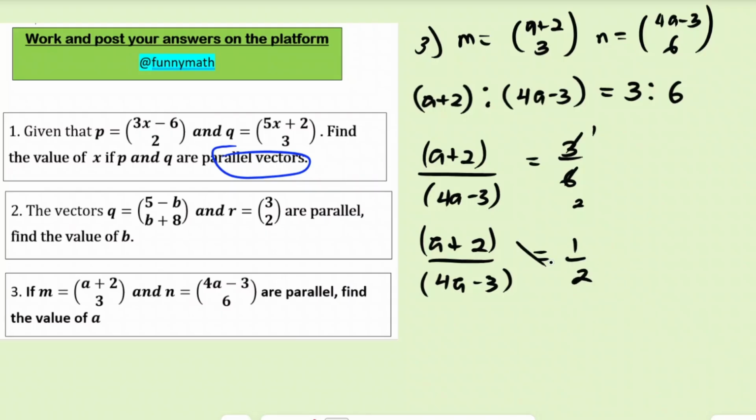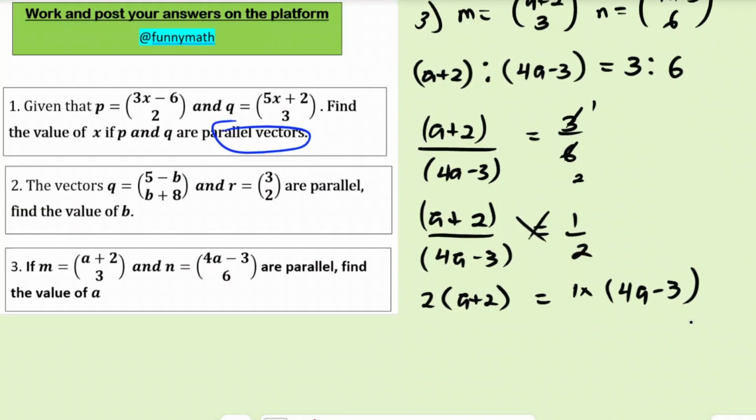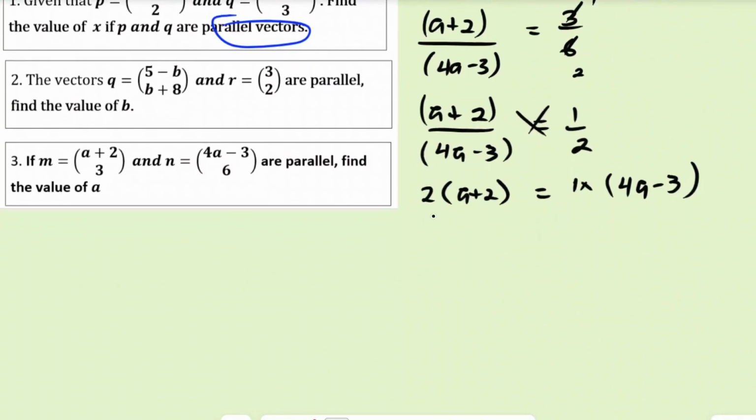So at this point, I can do the cross multiplication. Let me multiply 2 by this. So we have 2 multiplying a plus 2 equal to 1 multiplying this, that's going to be 1 times 4a minus 3. So let's expand to remove the bracket. 2 times a is going to be 2a. 2 times 2 is going to be 4. And that is equal to 1 times 4a, which is 4a, and 1 times negative 3, which is negative 3.